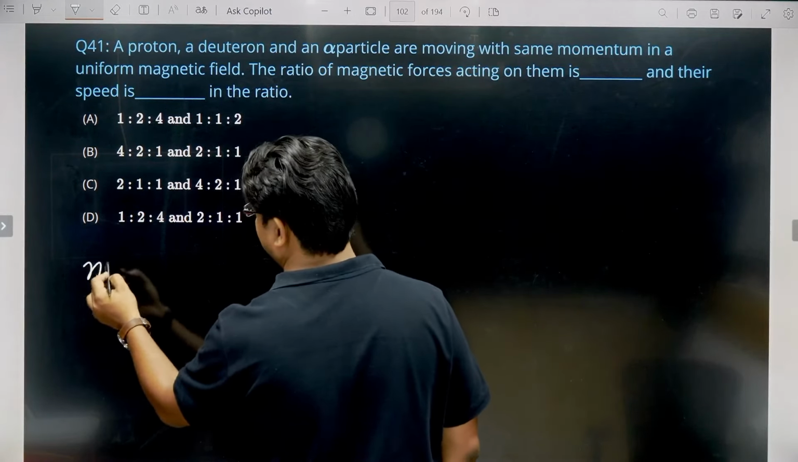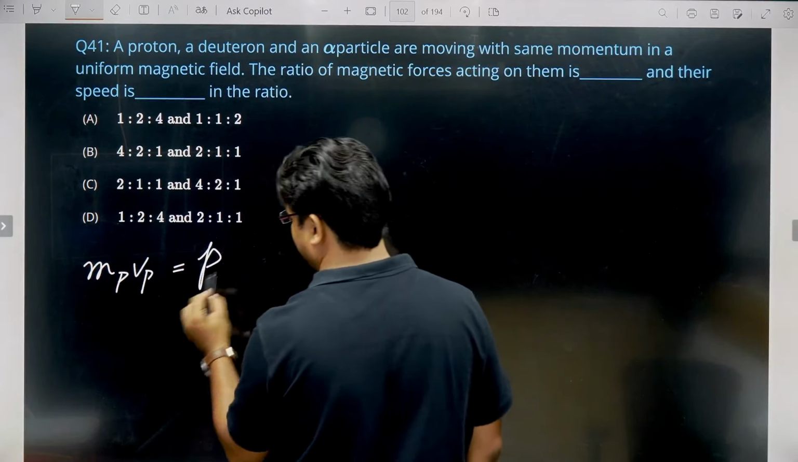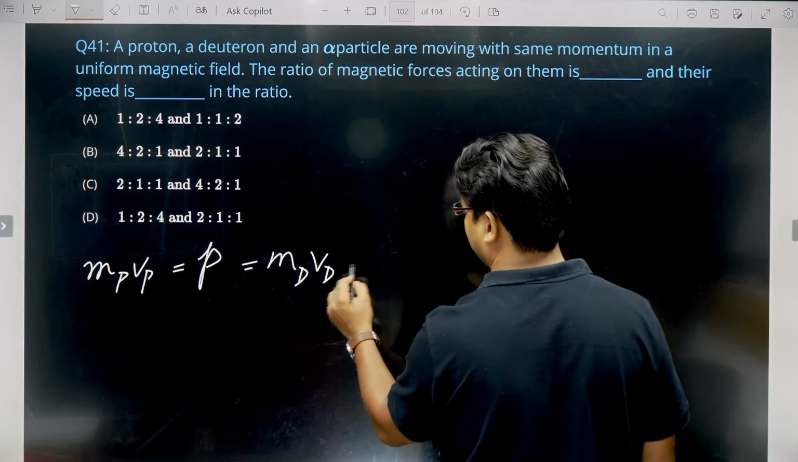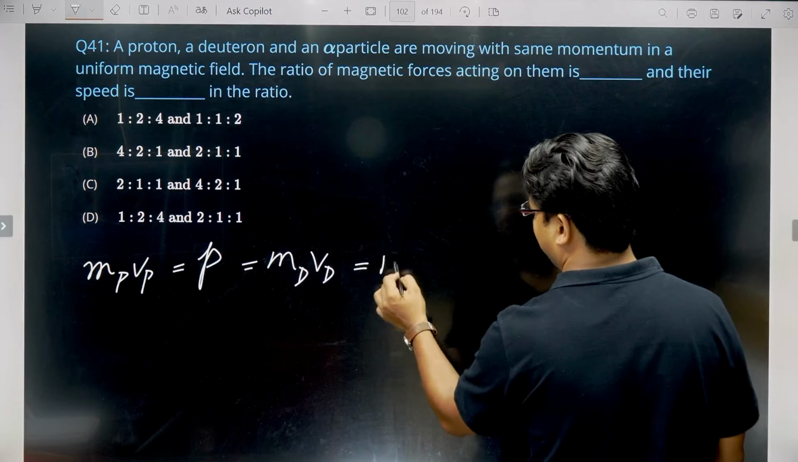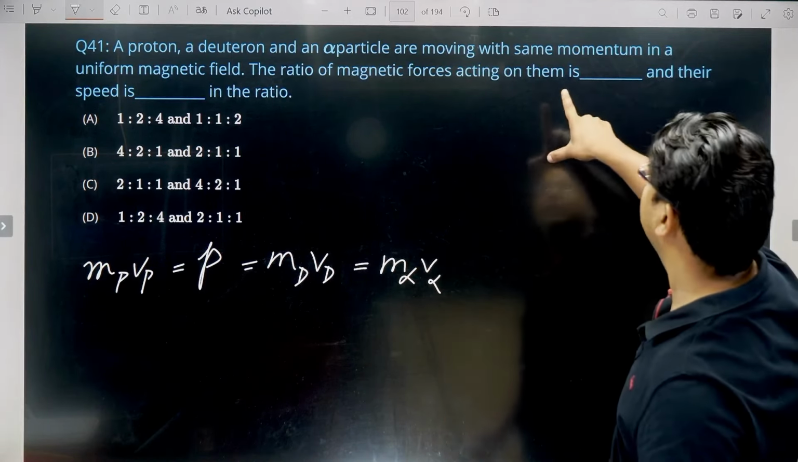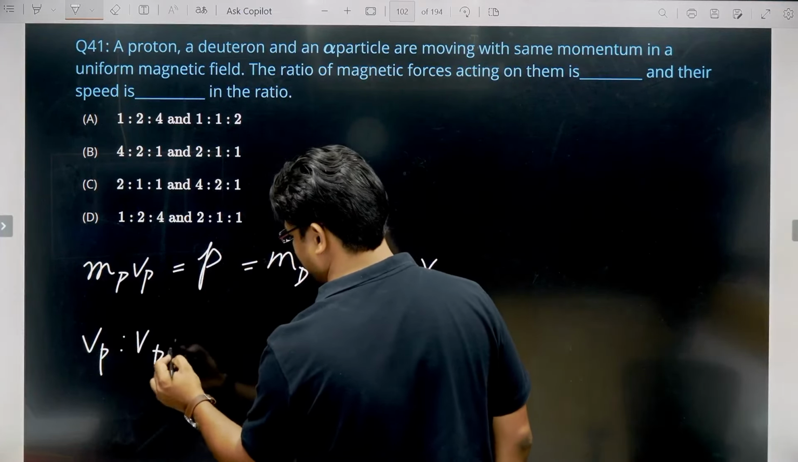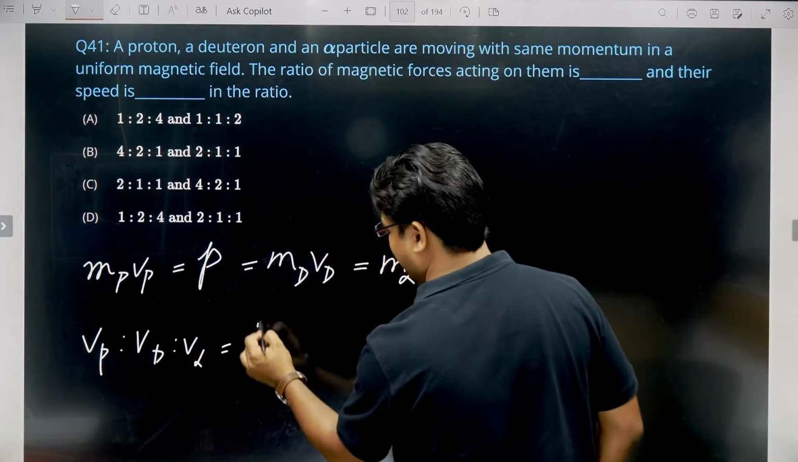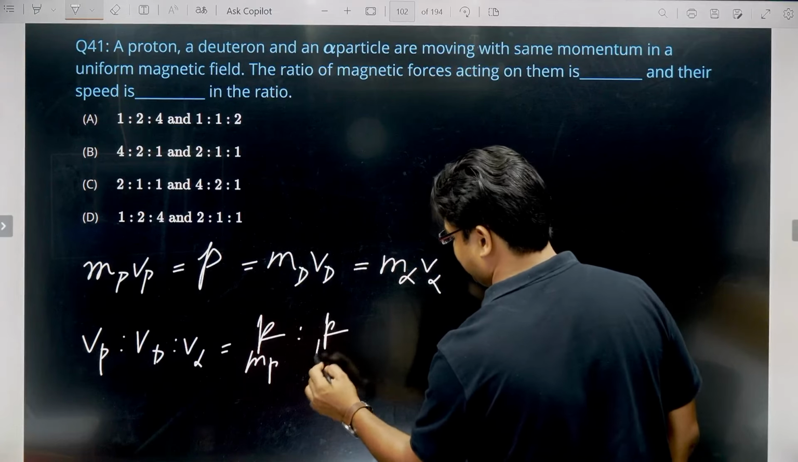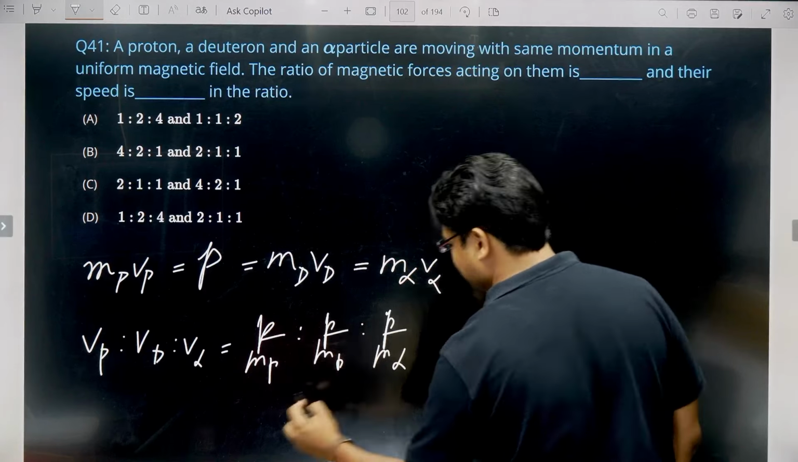So I can write mass of proton into speed of proton is equal to, let's say, P, which is the same as mass of deuteron into velocity of deuteron, which is the same as mass of alpha particle into velocity of alpha particle. Now the question is asking us for the ratio of their speed. So we want to find Vp is to Vd is to V alpha. So Vp can be written as P by Mp, Vd can be written as P by Md, and V alpha can be written as P by M alpha. P is common, so it will get cancelled.